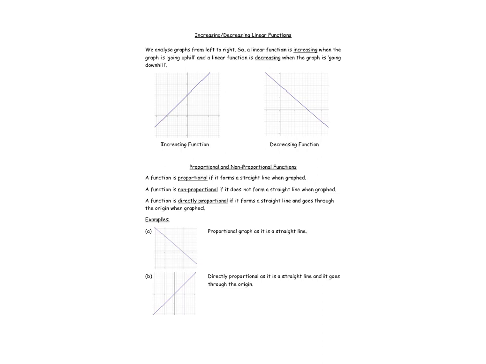So a linear function is increasing when the graph is going uphill, and a linear function is decreasing when the graph is going downhill. So we read from left to right. So we start here and we work our way right the way over towards the other side of the whiteboard here. So if you look at the graph here, this one is increasing because when you're reading it here, it's going uphill, and this graph here is decreasing because it's going downhill.